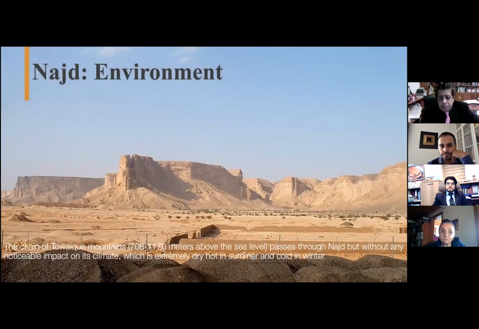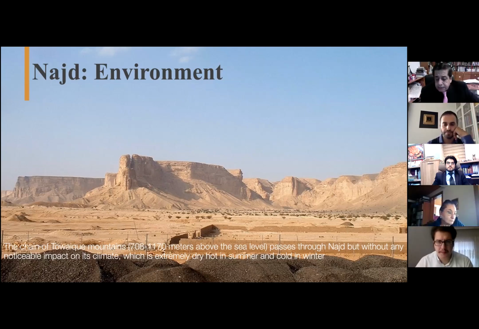And in some parts of the desert of Najd, there are some little mountains, such as Tuwaiq, which is 708 to 1,170 meters above sea level. It passes through Najd but does not have any noticeable impact on its climate, which is extremely dry, hot in summer, and cold in winter.